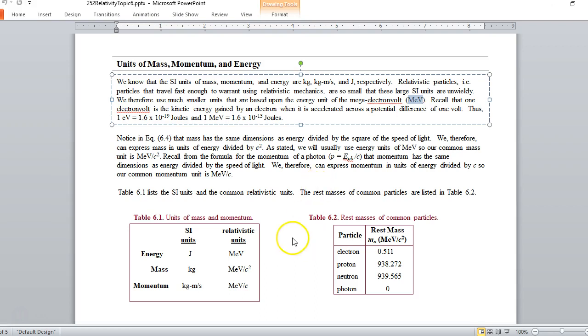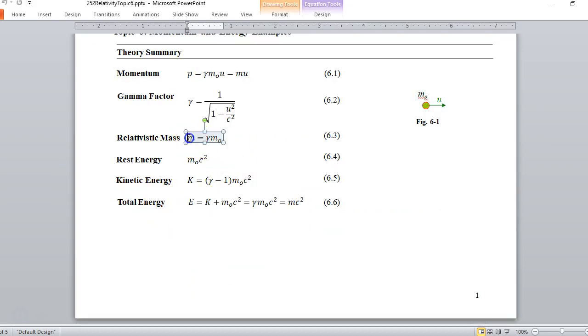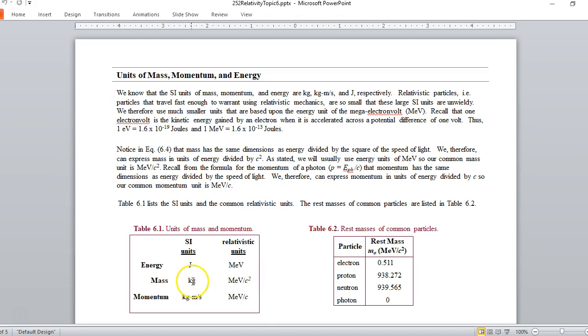All right, now, the way we do this is, if you look, for instance, right here at, I'm sorry, rest energy, not relativistic mass. Energy is a mass times speed of light squared. So dimensionally, a mass can be expressed as an energy per c squared. So instead of using the kilogram, we're going to express our mass in MeV per c squared.